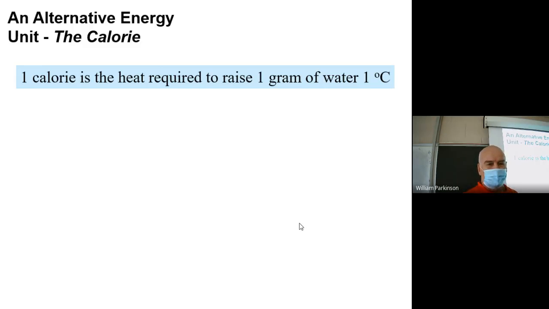Okay, so an alternative to the energy unit, as we talked about in joules, is the so-called calorie. The way a calorie is measured is it's the heat required to raise a gram of water 1 degree C. So if I input an amount of energy that takes 1 gram of water, okay, how much is a gram of water? It's a milliliter of water.